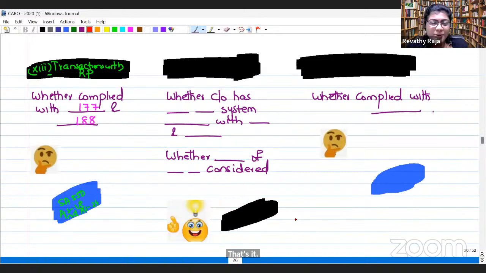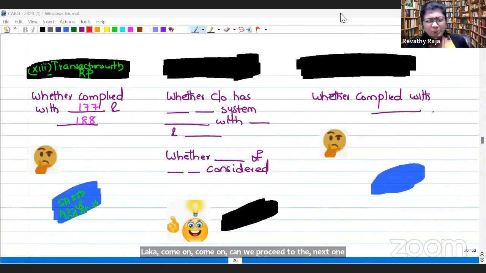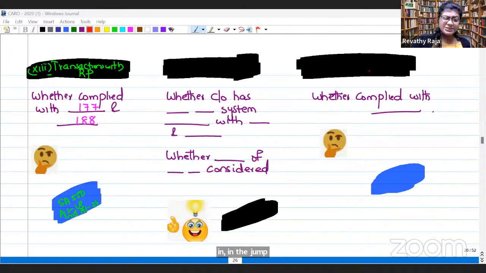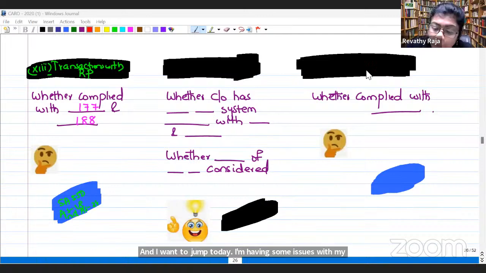Can we proceed to the next one? I want to jump. Today I'm having some issues with my back because of one incident. Jump.